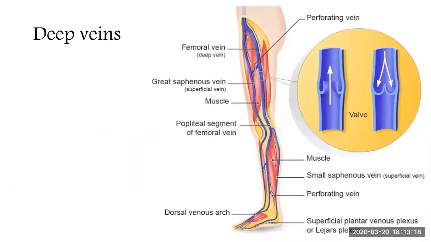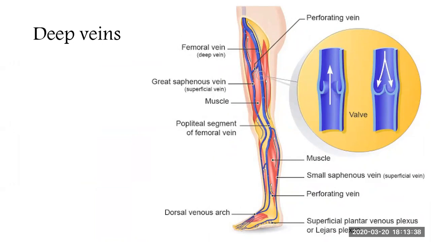The deep veins correspond to the arteries, and they are given the same names as the arteries, and they are present in close proximity to the arteries. Here in the leg, we have two anterior tibial veins, two peroneal veins, and two posterior tibial veins.